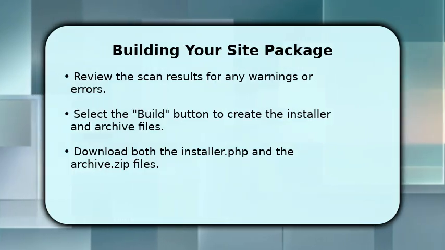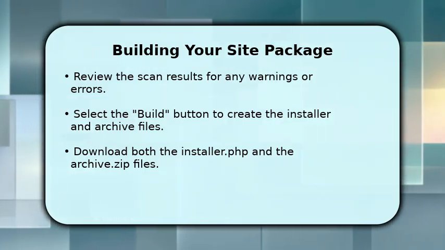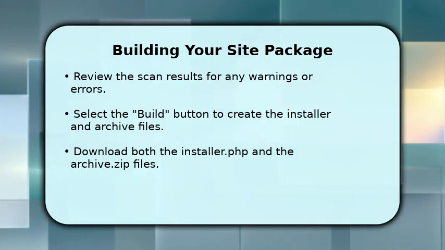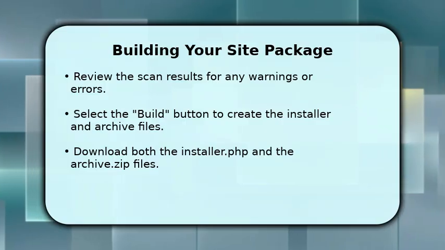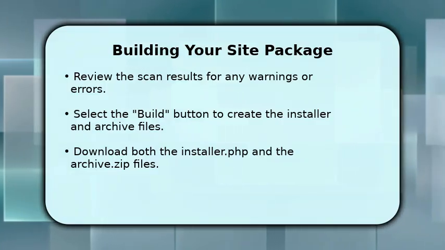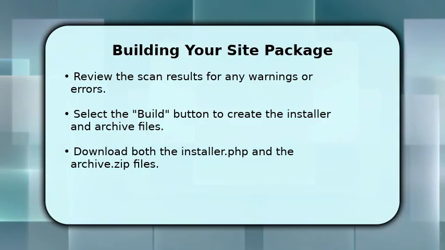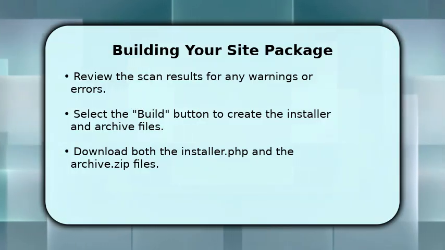This process generates two crucial files: an installer.php file and an archive.zip file. The archive contains all your WordPress files and database. Once complete, download both of these files to your local computer. They are vital for the migration.